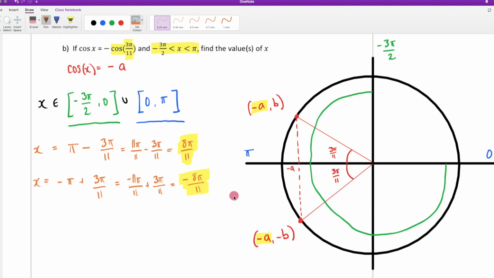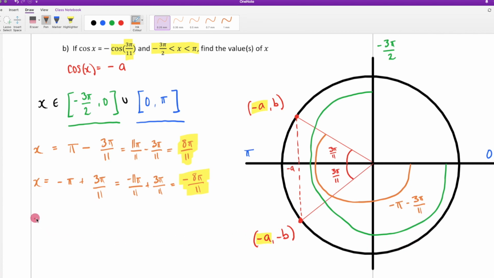Is there another one I could find? Absolutely there is. What about the angle starting here and going all the way to here? That's going to take me to negative a as well, and that's what I'm after. So how am I going to find that? Well, in this case, from here to here, that's going to be negative pi. And then I'm going to be minusing negative 3 pi on 11.